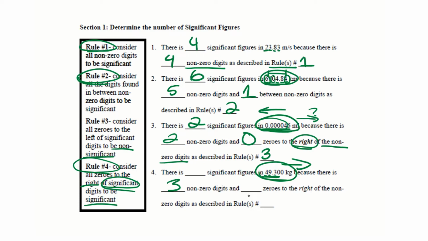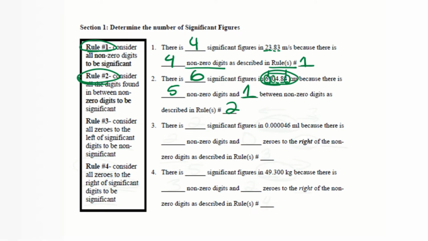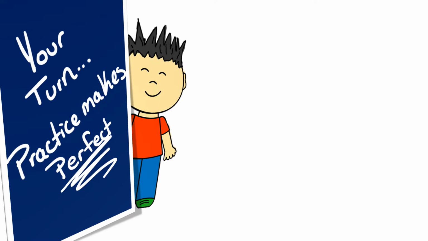So it says, and blank zeros to the right of the non-zero digit. So I have 2 of those zeros. So when I add these up, that gives me a total of 5 significant figures for this value. And this is based on rule number 4. Now practice what you learned with the following questions.